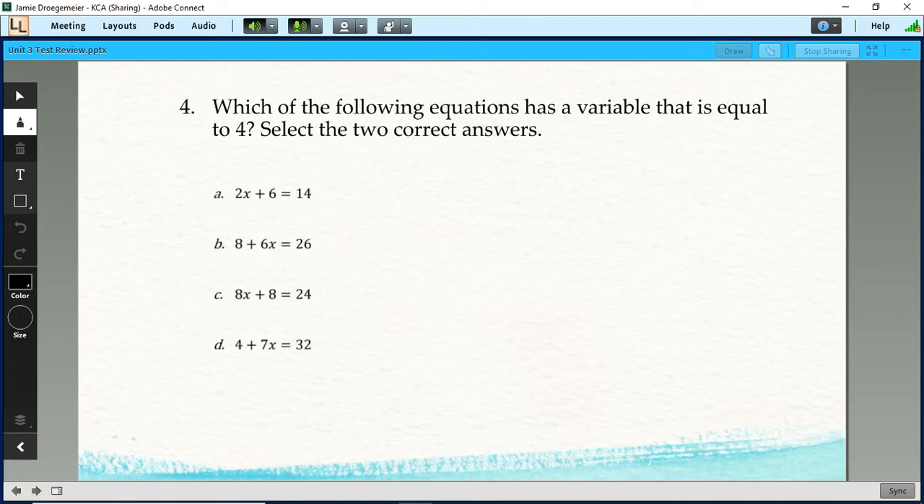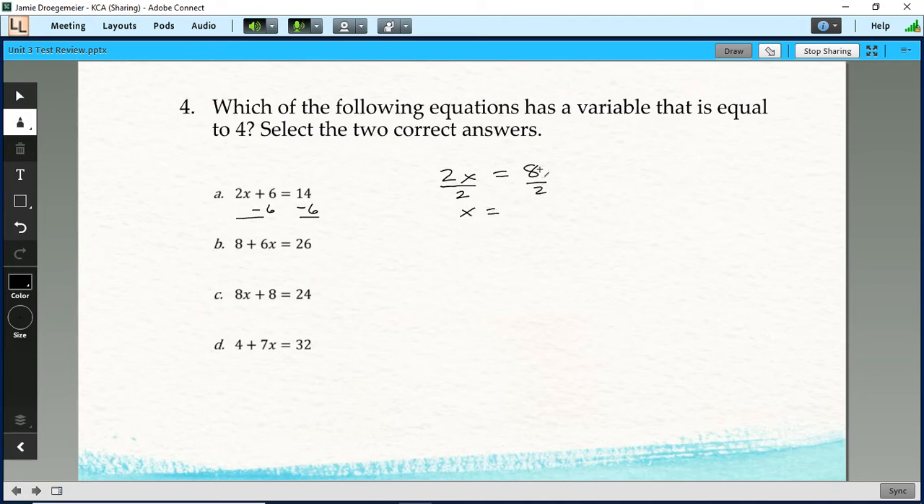All right, problem 4. Which of the following equations has a variable that's equal to 4? We want to solve these equations for x, and we want to see if any of them have x equal to 4 to make that equation true. With our first one here, 2x plus 6, I would start by isolating the variable. So I'm going to subtract that 6 from each side. And I'm going to write this up here. So I'd have 2x is equal to 14 minus 6, which is 8. And now x is being multiplied by 2. So I would need to undo that multiplication by dividing.